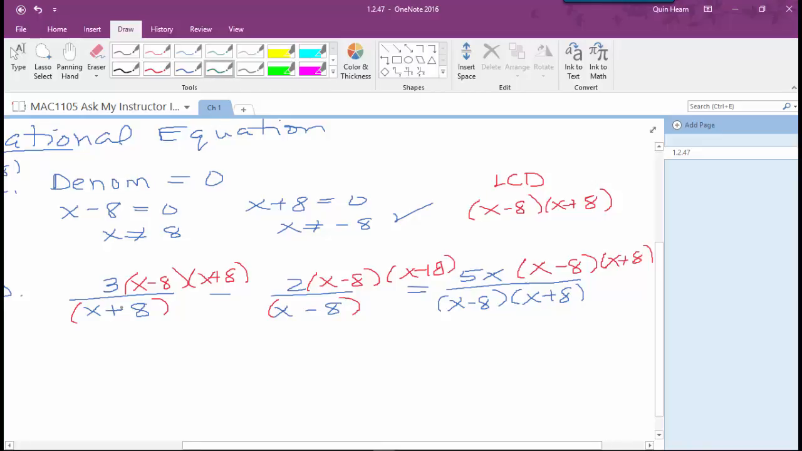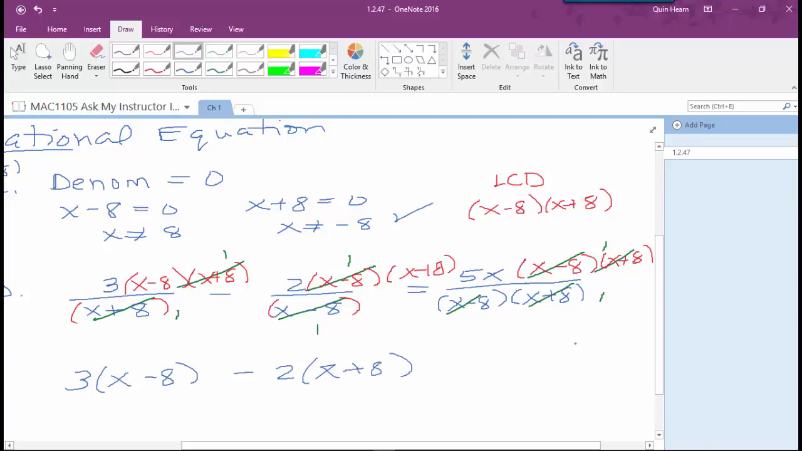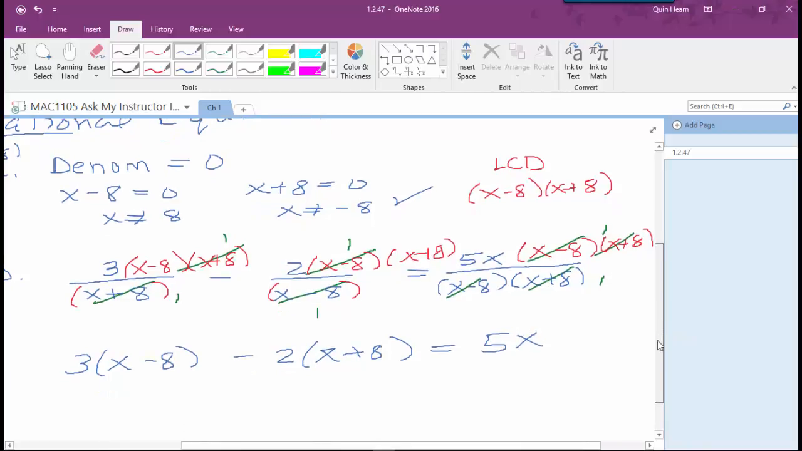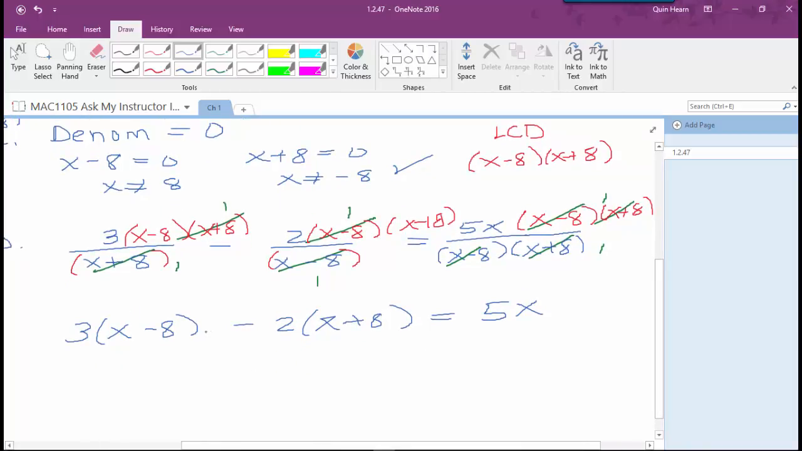Okay, so in this first term, the x plus 8s divide out, leaving a factor of 1. In the second term, the x minus 8s divide out, leaving a factor of 1. And in the third term, on the right, both of them divide out, leaving a factor of 1. So what we have left to solve is going to be 3 parenthesis x minus 8 minus 2 parenthesis x plus 8 equals 5x. So now we've turned a rational equation into another type of equation.